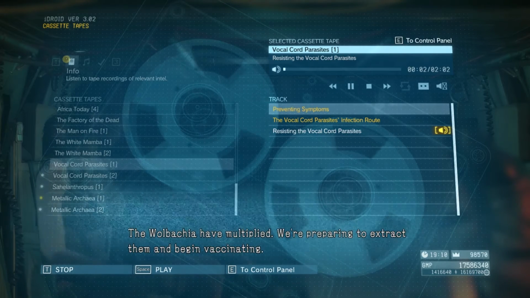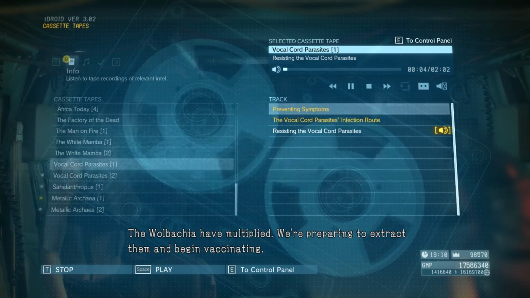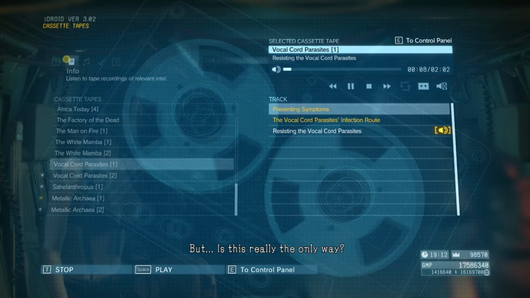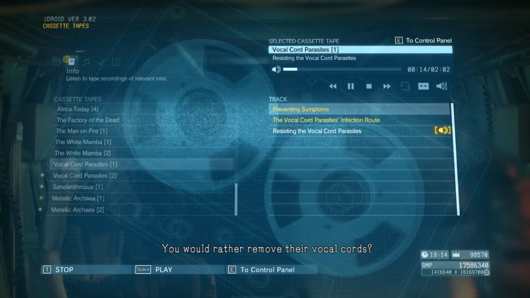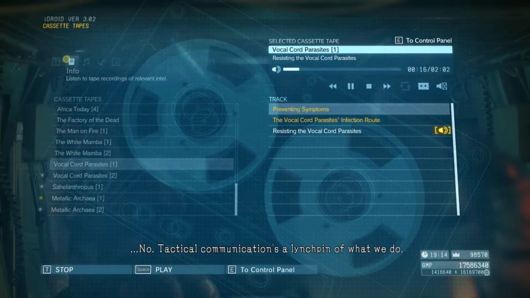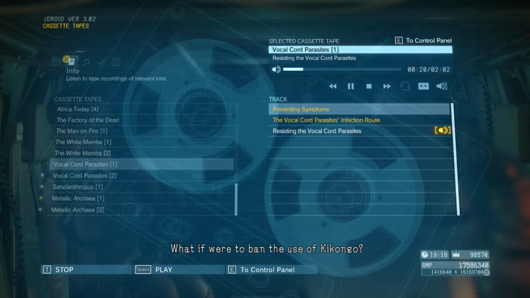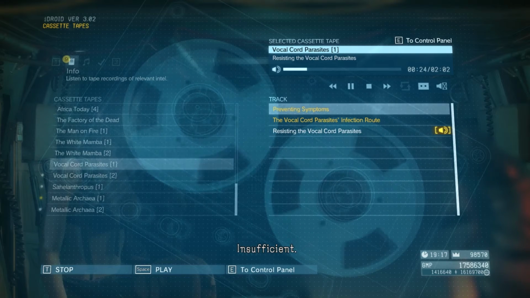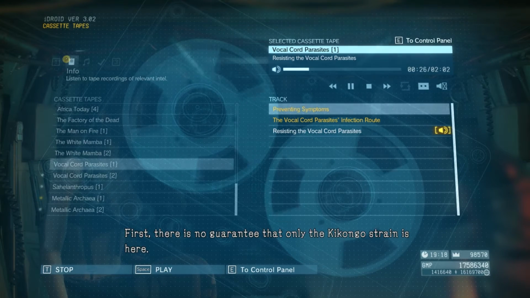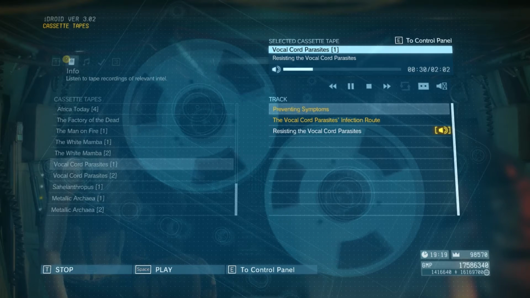The Wolbachia have multiplied. We're preparing to extract them and begin vaccinating. But is this really the only way? Sure, it'll prevent infection, but the cost... You would rather remove their vocal cords? No. Tactical communication's the linchpin of what we do. What if we were to ban the use of Kikongo? Insufficient. First, there's no guarantee that only the Kikongo strain is here.